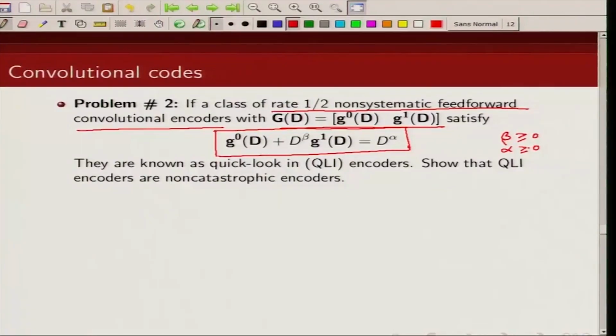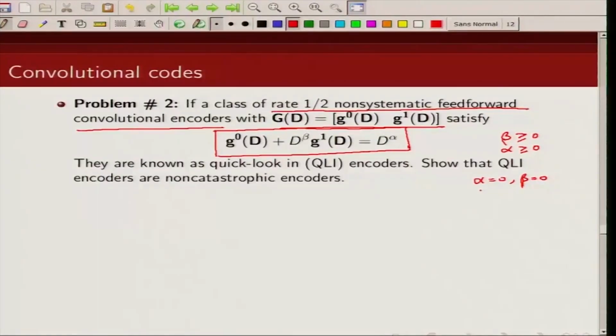Now, just take a simplified case. Let us say alpha is 0, beta is 0. So, what does it say? It says G0 of D plus G1 of D is 1. So, then, looking at these generators, I can essentially find out that this encoder has a very simple encoder inverse, which is just 1 and 1, if alpha is this.